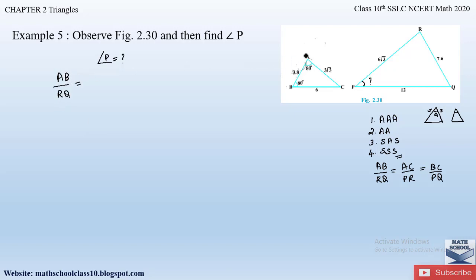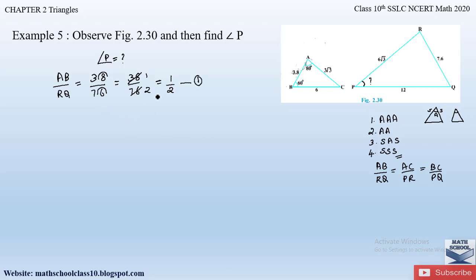Take first AB by RQ. So what is AB value given here? It is 3.8, divided by RQ value, 7.6. Since both the values are in decimals, we are taking these two sides so that it is easy for us to simplify. So let us remove the decimal point in the numerator and also the denominator. No need to multiply with 10, as we are removing the decimal point from both. So we will get 38 divided by 76. 38 one times is 38, two times is 76. So we will get the ratio as 1/2. Let us take this as equation 1.